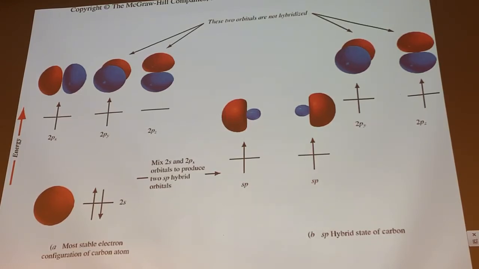Again, you see we end up with a similar shape. Large lobe on one side, small lobe on the other side. Ideal for forming sigma bonds. And then we have these unhybridized p orbitals, which are perpendicular or orthogonal to each other, okay? Kind of forming a cross. And that'll be important in a moment for us, okay? Any questions on how we generated our sp hybrid orbitals?